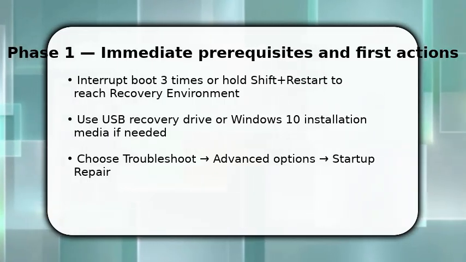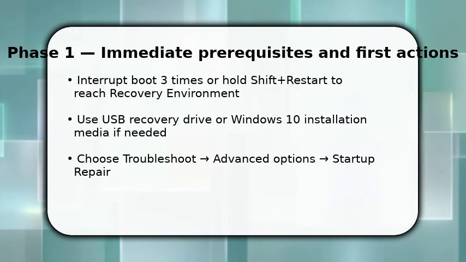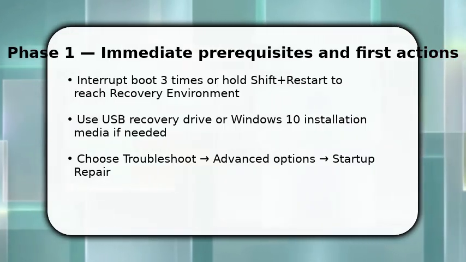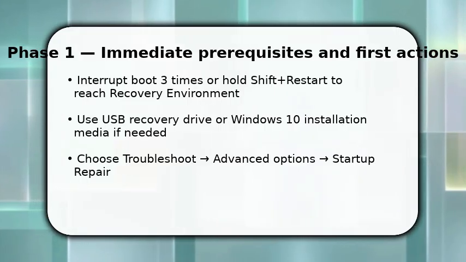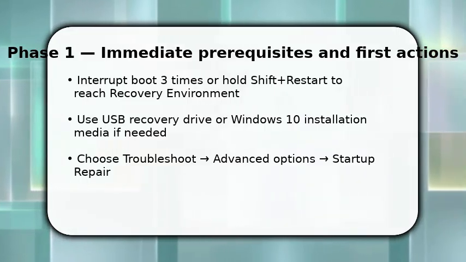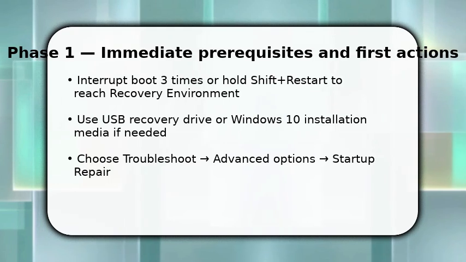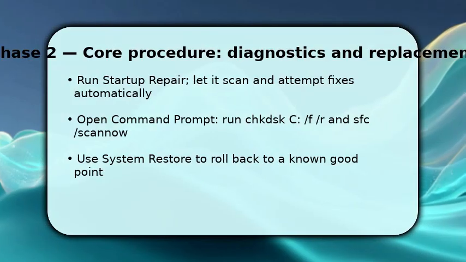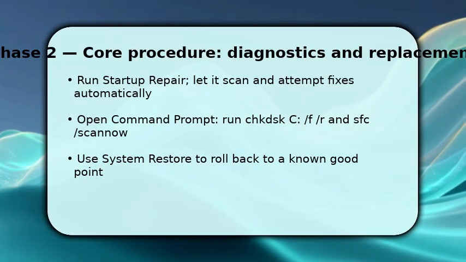You can also plug in a USB recovery drive or Windows 10 installation media. These provide the same advanced tools. Do this now so you have access to Startup Repair and other utilities that automatically scan boot files and repair common problems. Once you're in Advanced Options, run Startup Repair first.